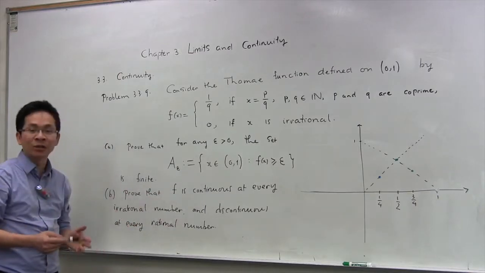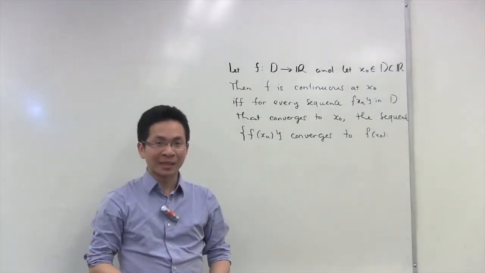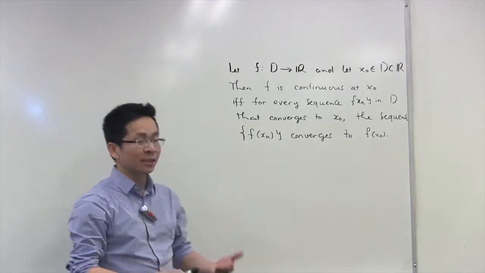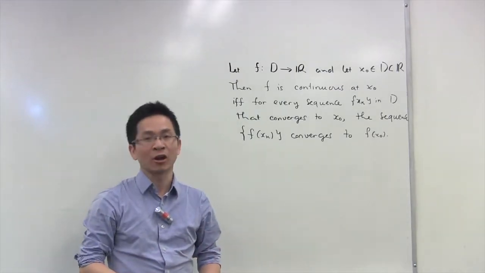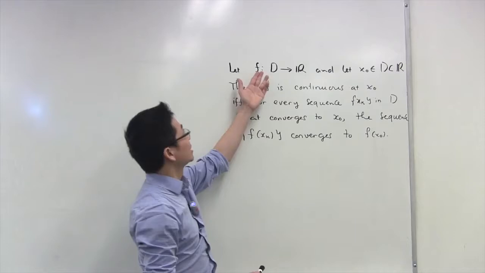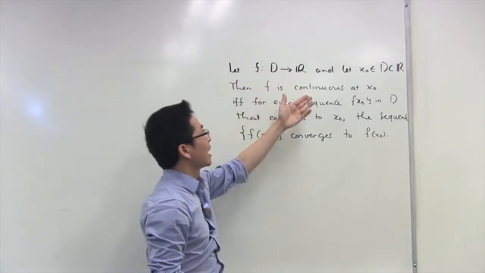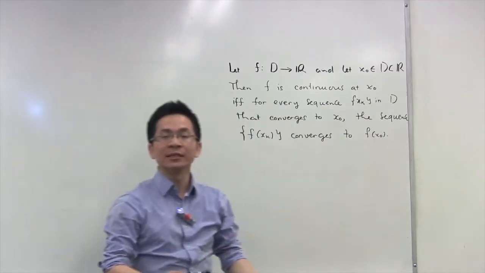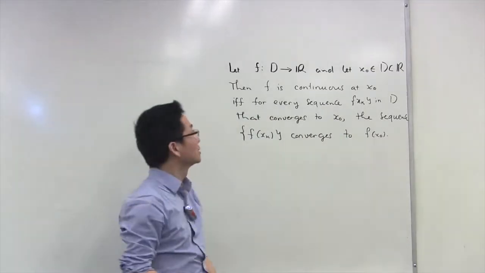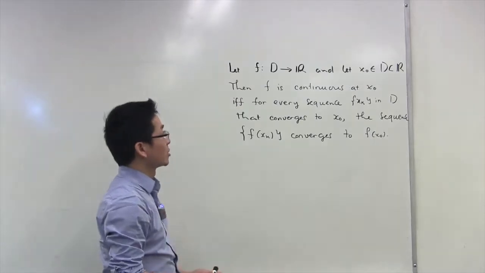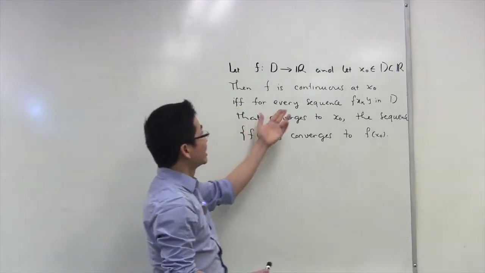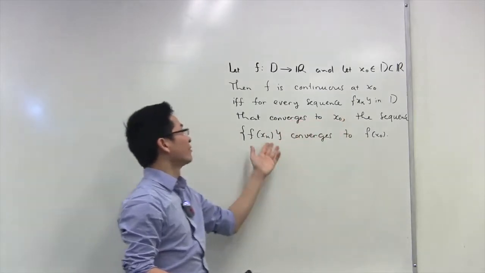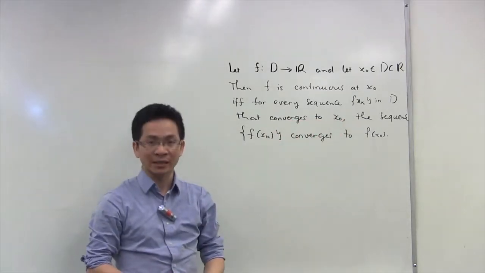at every rational number. Before solving the problem, let me recall an important tool that we are going to use. That is the sequential criterion for continuity. Consider a function f defined on a set D, and let x naught be a number in D. Here, D is a subset of the real line. Then f is continuous at x naught if and only if for every sequence x_k in D converging to x naught, the sequence f(x_k) converges to f(x naught).